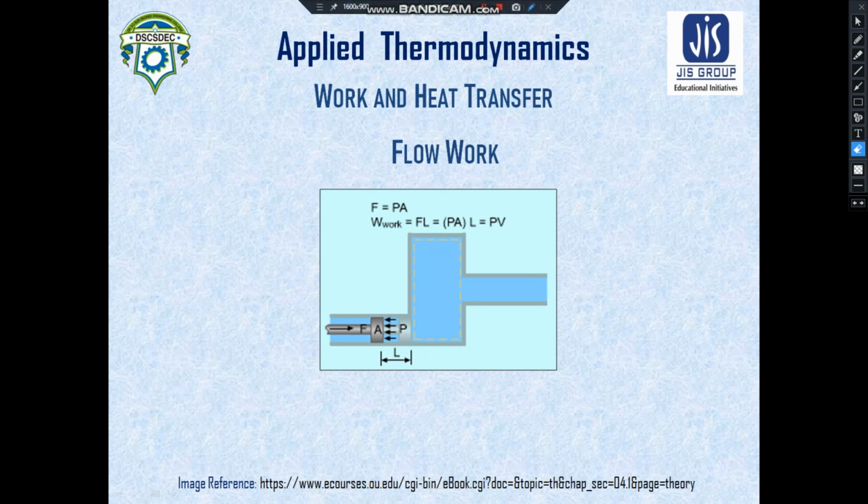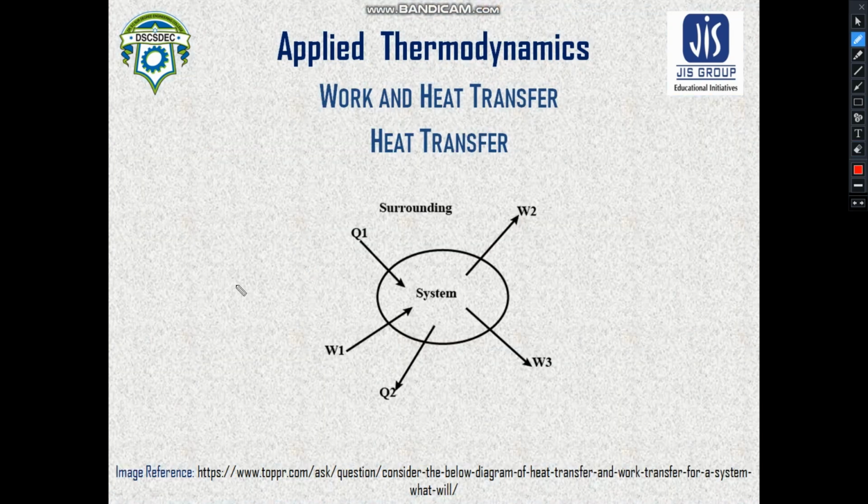Let us see what we mean by heat transfer and how it affects things from the thermodynamics perspective. So let us start our discussion on heat transfer. We have already mentioned that energy in thermodynamics can be understood from two different perspectives: energy in transit and energy in storage. Energy in transit refers to heat transfer and work transfer. We discussed work transfer in a very deep and descriptive manner.